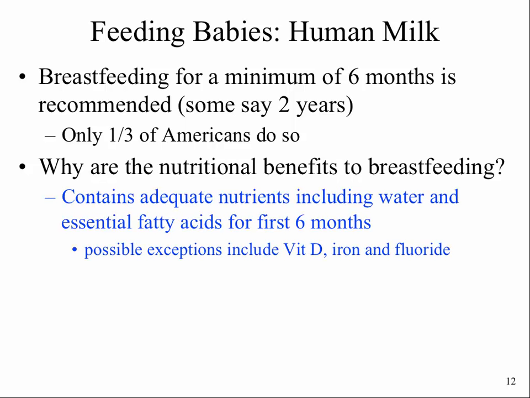What are the nutritional benefits of breastfeeding? Okay, so breast milk contains pretty much everything you need, right? We evolved on this. So all of the nutrients you need, the essential fatty acids, the exceptions, again depending on diet, would be vitamin D, iron, maybe fluoride, especially vitamin D and iron, I would say. Okay, and that's only if the mother's diet is really crappy, is inadequate.